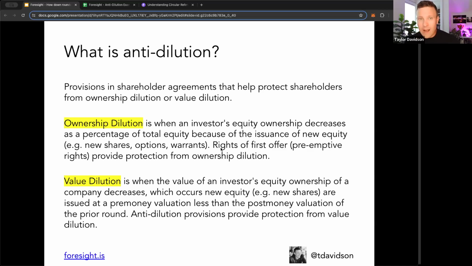The other type of dilution is value dilution. Value dilution refers to the value of an investor's equity going down over time. So you invested a certain amount of money to get a certain number of shares, which is worth a certain amount of money, and then the company raised money at a lower valuation, and now your investment is no longer worth that, it's worth something less. And that occurs when the company issues new equity shares at a pre-money valuation lower than the post-money valuation of a prior round. And that's when anti-dilution protections are intended to provide protection from value dilution.